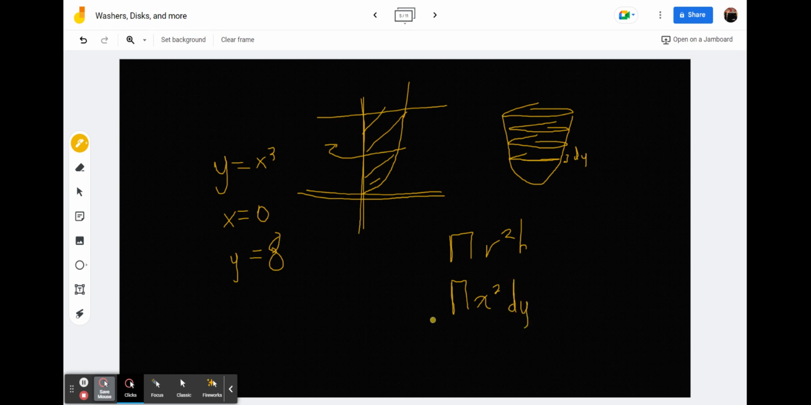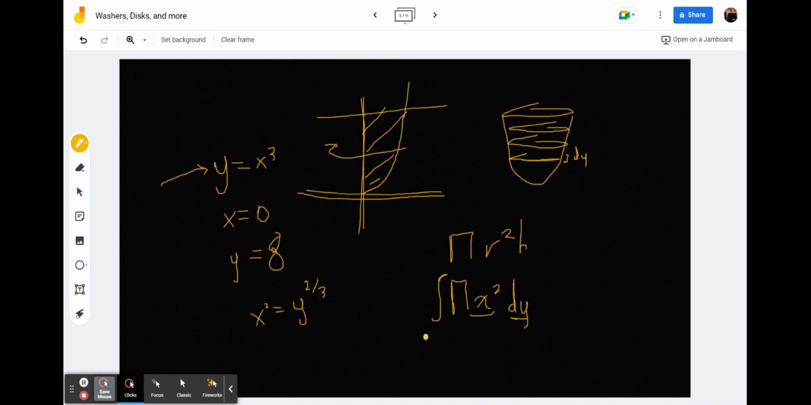And we want to integrate this. Wait a minute, you might be saying, we have x squared and we have dy. You can't integrate that. Exactly, you can't. What we need to do is take our original function and use that to find x. So in this case, x squared is going to be y to the 2/3.